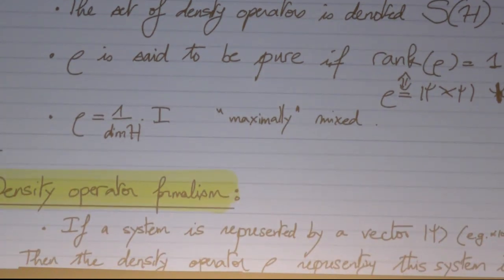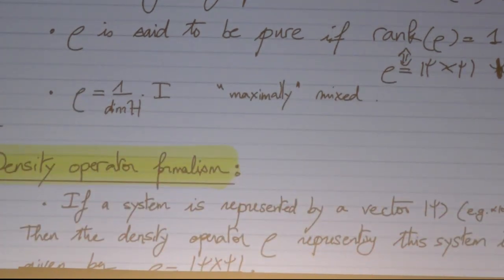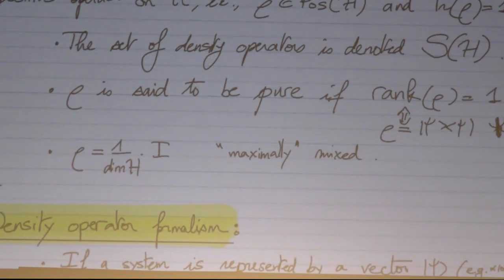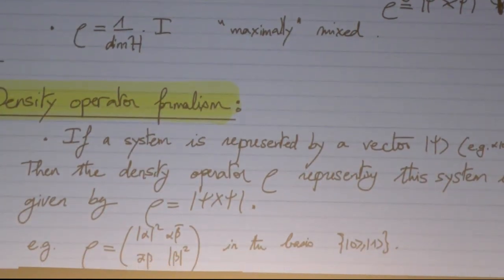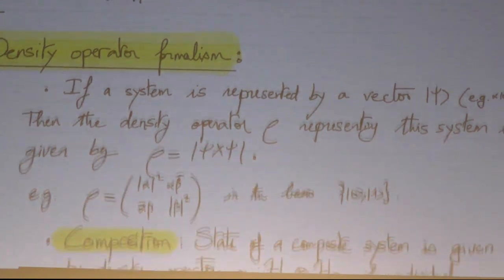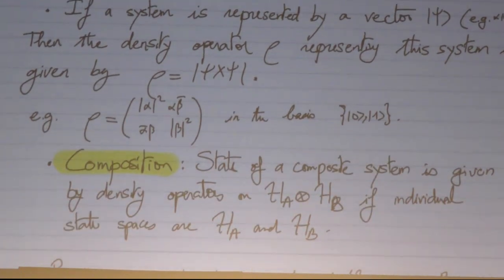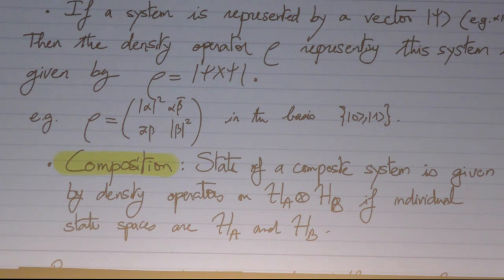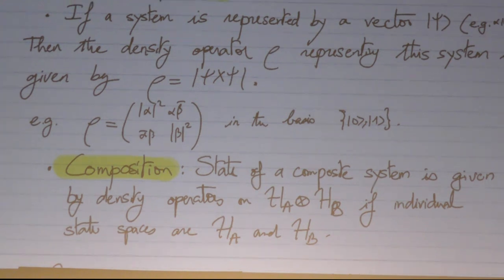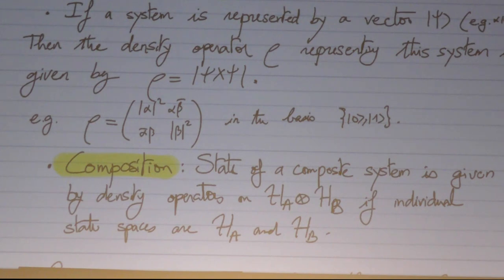One vocabulary I might be using a lot: the maximally mixed state is just the state which is proportional to the identity, the uniform state. Here I talk a little bit more about the density operator formalism. If you're used to quantum states just as vectors on a Hilbert space, then the corresponding density operator is the outer product of psi with itself.